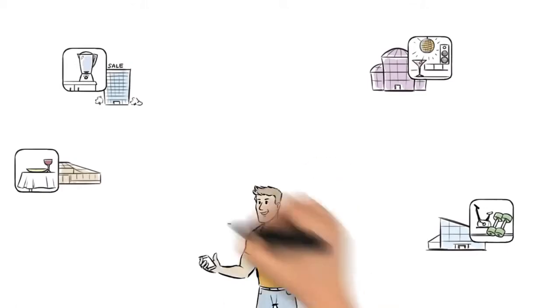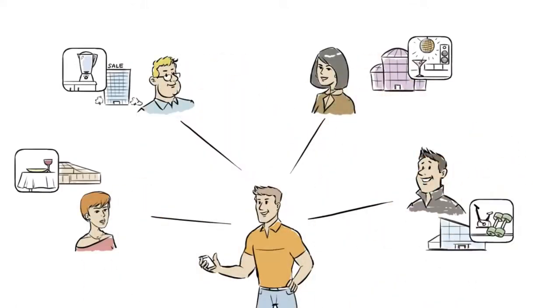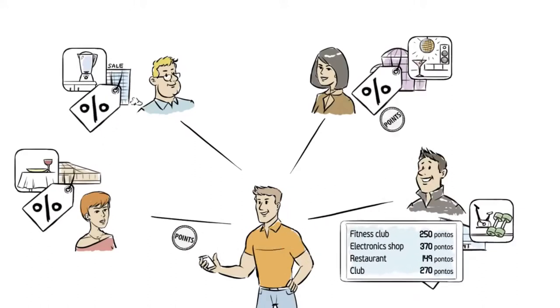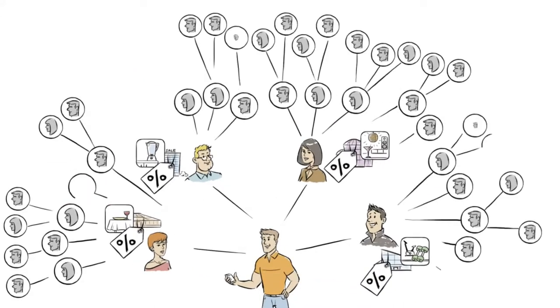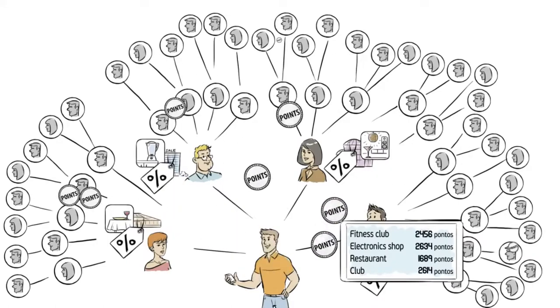You recommend shops, locations, and companies which are already participating in the system to your friends. Your friend gets a discount, and you get points for each purchase that he makes. And not only his purchases, but also purchases of those who made a purchase on the basis of a recommendation made by him or his friends.